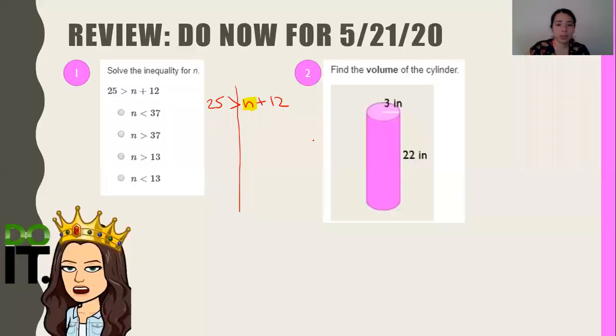And for this one, good. There we go. Because we want to get n by itself, we get rid of 12 on both sides. If I subtract that, that gives me 13. The symbol stays the same because the only time the symbol flips is if we multiply or divide by a negative number. Okay. So now that we have this, can it be this answer?